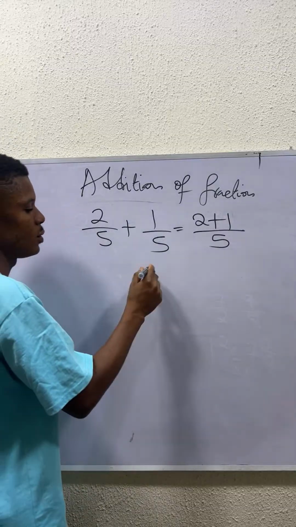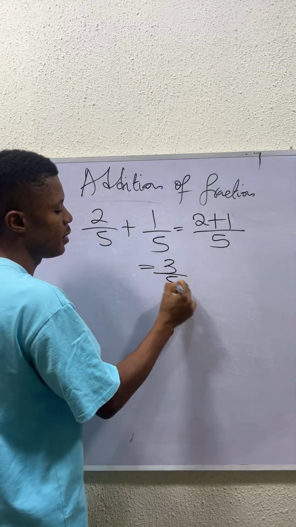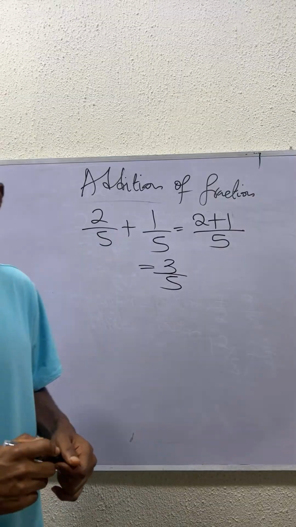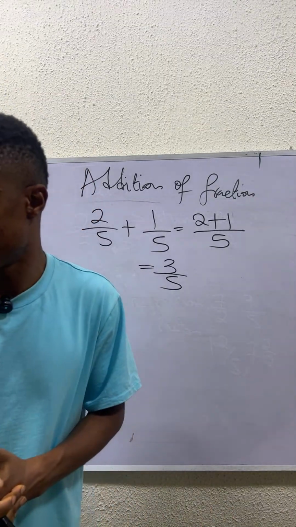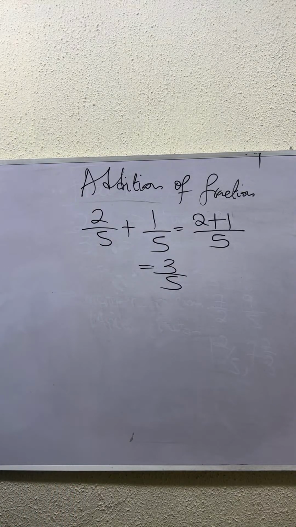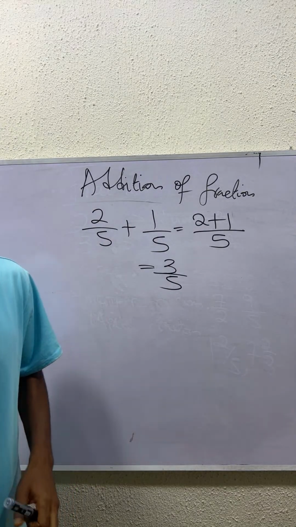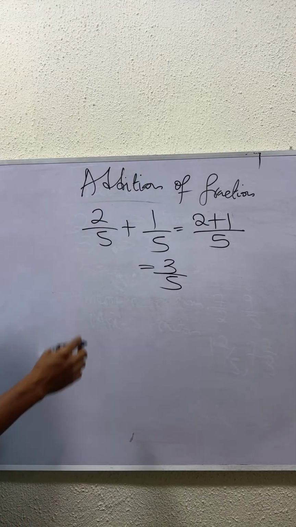2 plus 1 is 3. So the answer is 3 over 5. That's the answer. It's very simple and easy to do. Correct for saying 3. Thank you. Let's look at the next one.